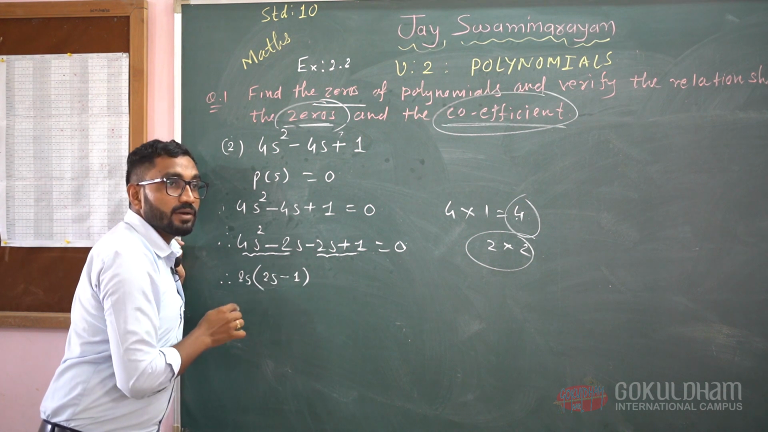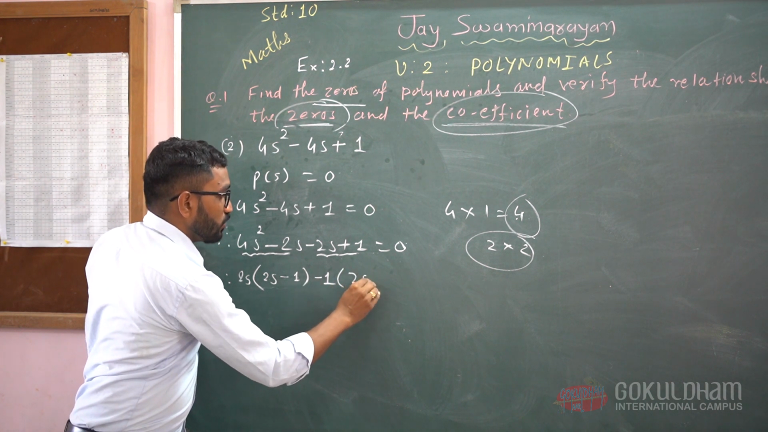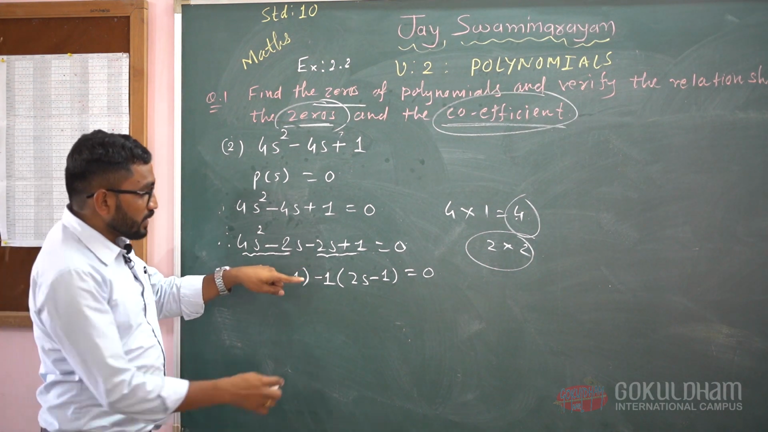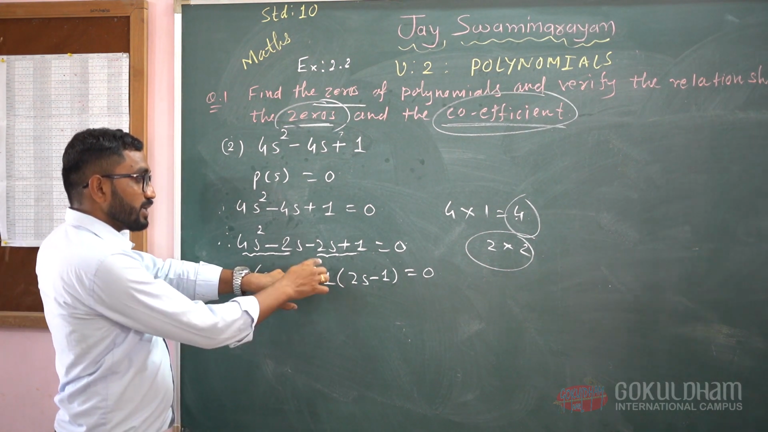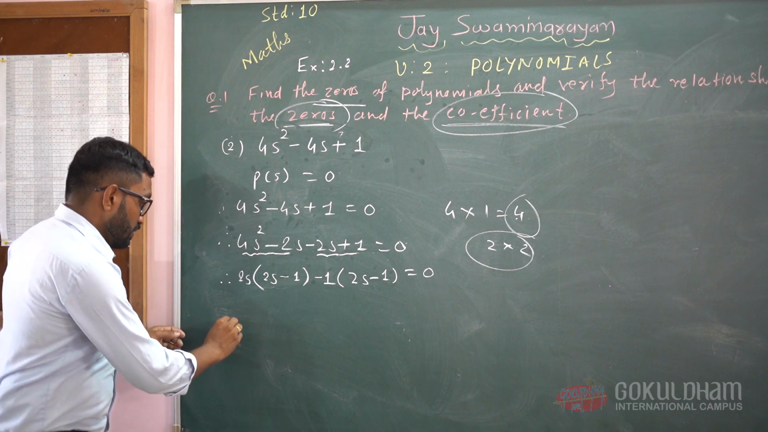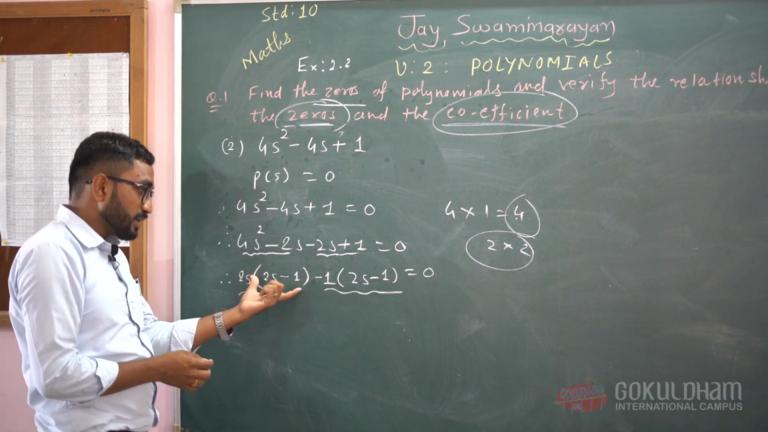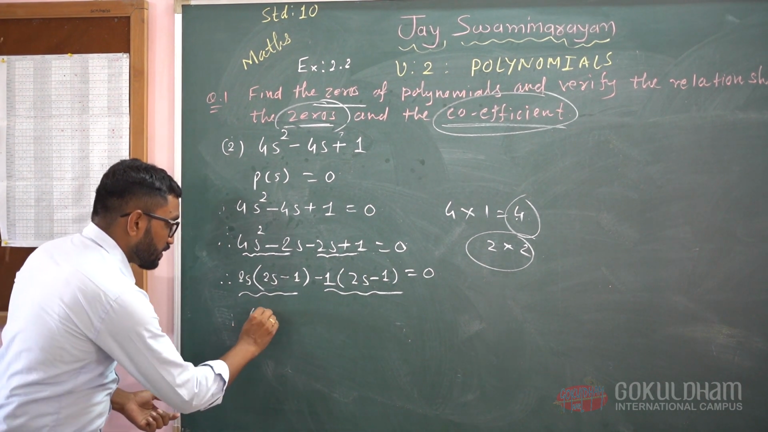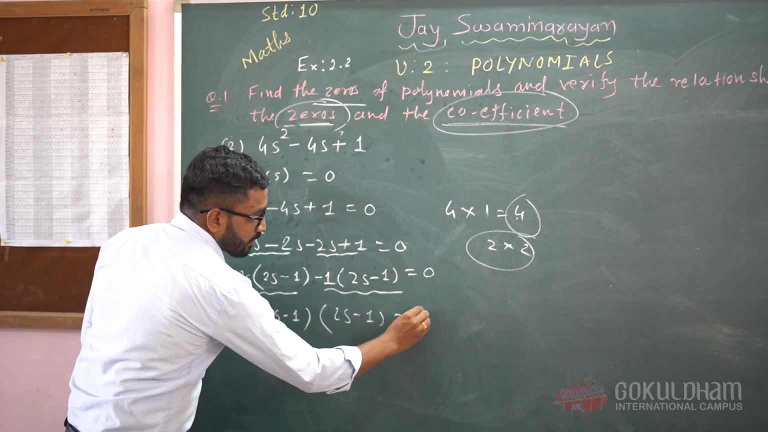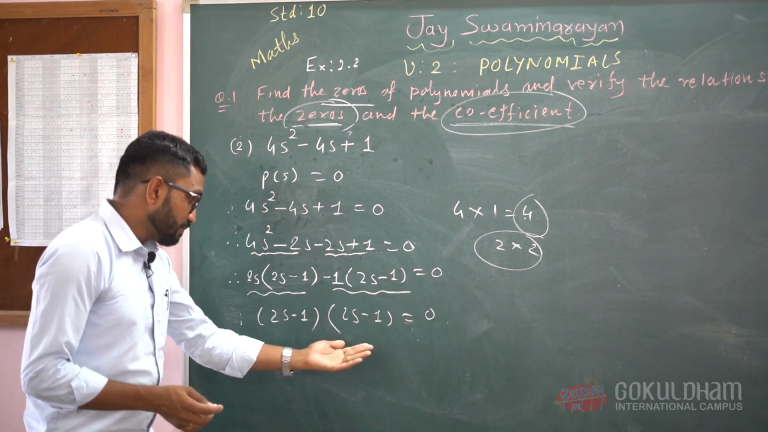In the second term no number is common, so minus 1 is common. Therefore 2s minus 1 equal to 0. Here 2s multiplied by minus 1 equal to minus 2s, minus minus plus, and 1 ones are 1. Now in this term and this term, 2s minus 1 is common. Therefore write 2s minus 1 in the second bracket, 2s minus 1 equal to 0. Both are the same.